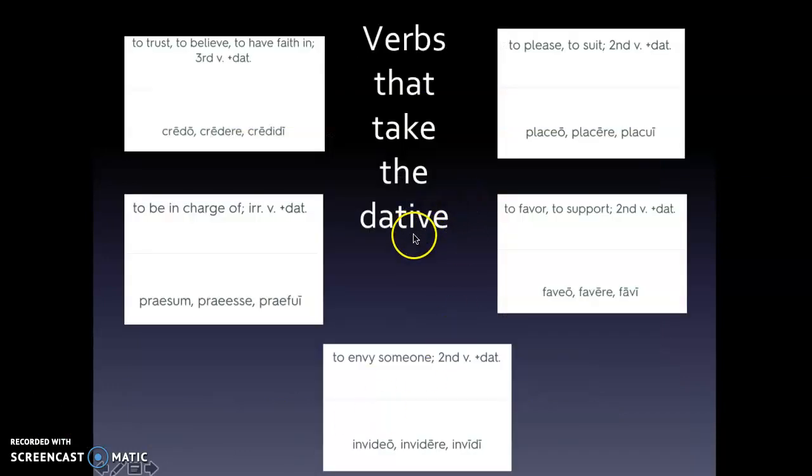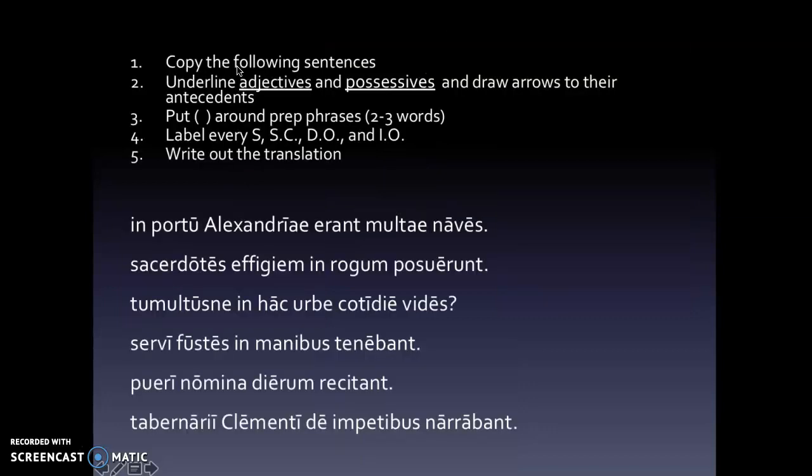All right, about that dative. Like we said previously, it is almost always your indirect object. There are some verbs, though, that like to use the dative as their direct object. These are 5 of them. Whenever you're learning your words, if it says plus dat in there, that means it takes the dative as its direct object. So make sure that you learn those.